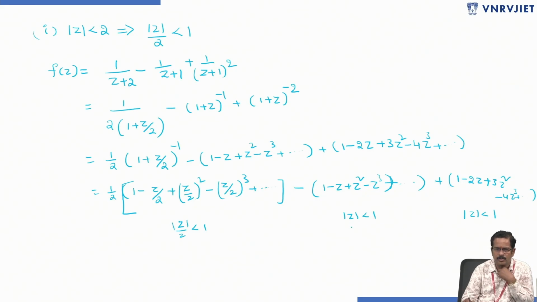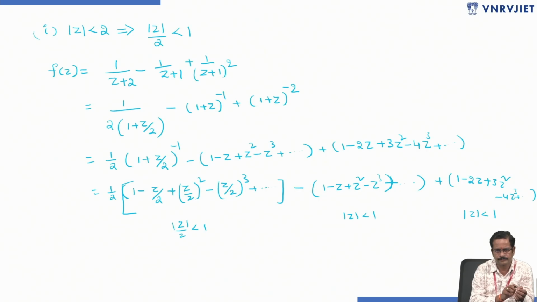Okay, of all these, the region of convergence is less than 2. The common region of convergence is mod z less than 2. We can write like that.